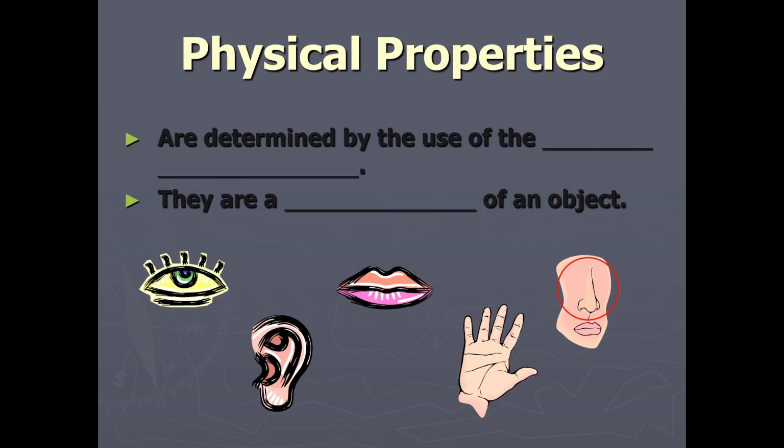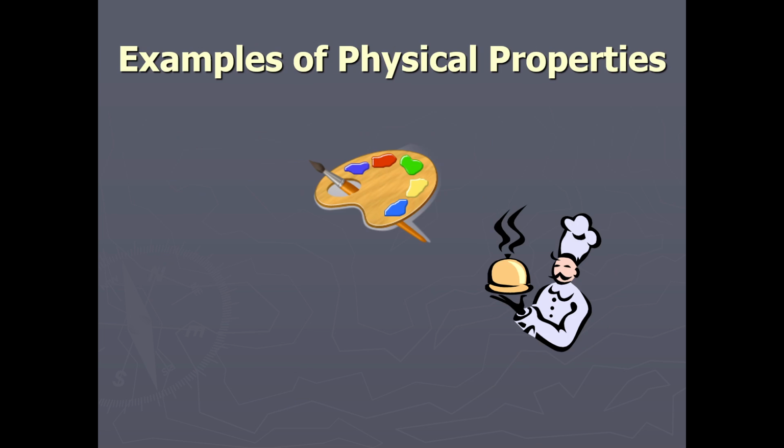Alright, cool it, guys. So, physical properties are determined by using the 5 senses. What you can see, taste, smell, hear, touch. They are a description of the object. Examples of physical properties: its color, its smell, its taste, its hardness.